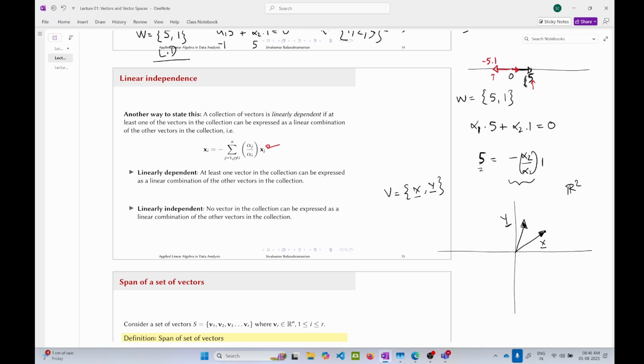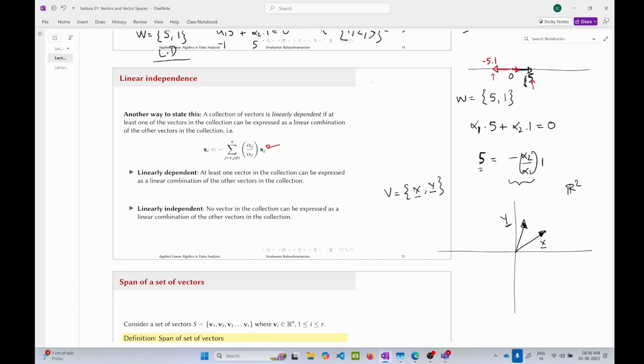We said a set is linearly dependent if you can produce at least one of the elements as a linear combination of other elements in the set. We can show that this set is linearly dependent if you could have produced y through linear combinations of x, or you produced x through linear combinations of y. If you could do any one of those, then it means it's a linearly dependent set. But if there is no linear combination of x that will produce y, or no linear combination of y that will produce x, then you have a linearly independent set.